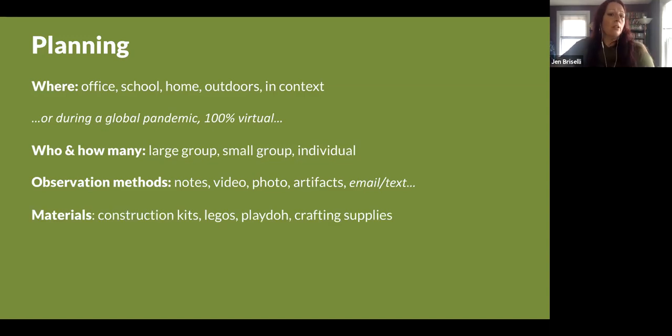And then what type of materials will you need to have on hand if you're in person or if you're going to send materials to people? So things like construction kits, Legos, Play-Doh. I go to Michael's and just buy those big old crafting kits that have a bunch of random stuff in them, pipe cleaners and little foam shapes and googly eyes and feathers and stuff.